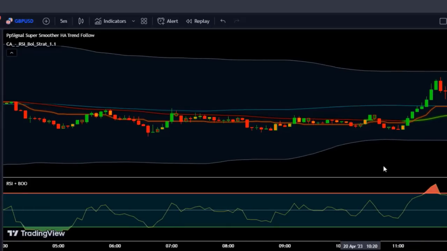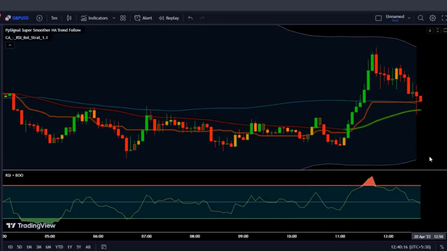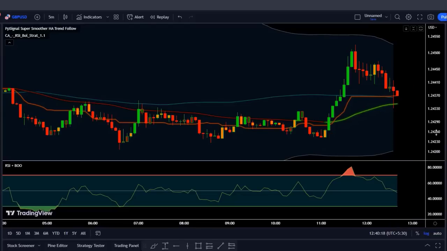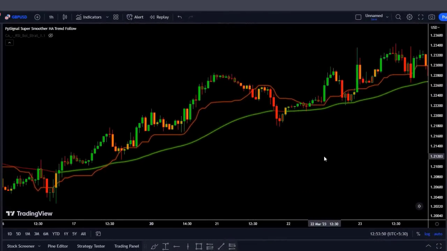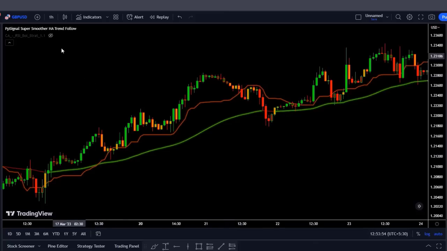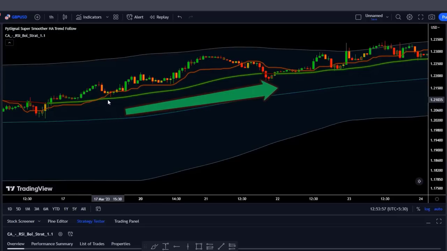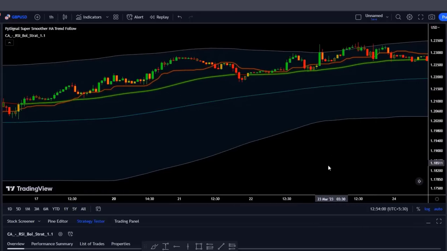By looking at the RSI Bollinger chart, we can easily understand whether the market is on an uptrend or a downtrend. For example, if I hide this indicator here, then at this position you will not be able to understand properly whether the market is on an uptrend or a downtrend. But if I use this indicator, it can be easily understood that the market is on the uptrend because the market is above the middle line of the Bollinger Band line.